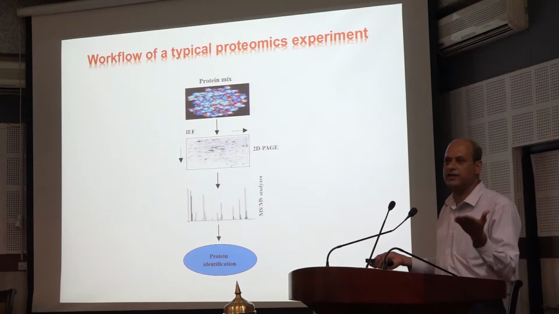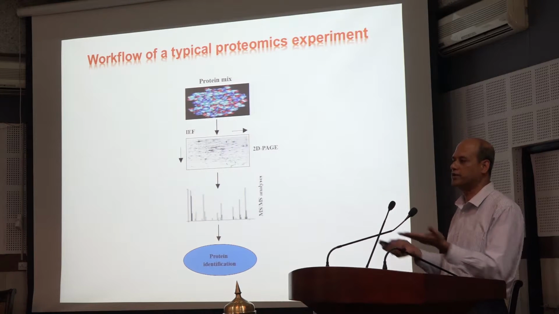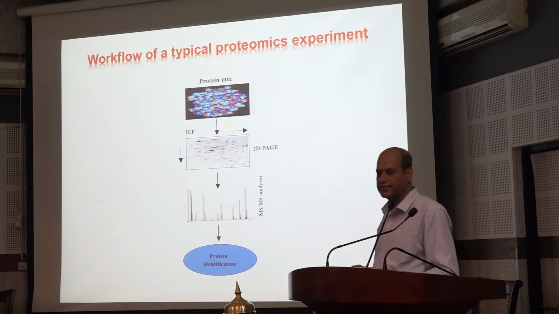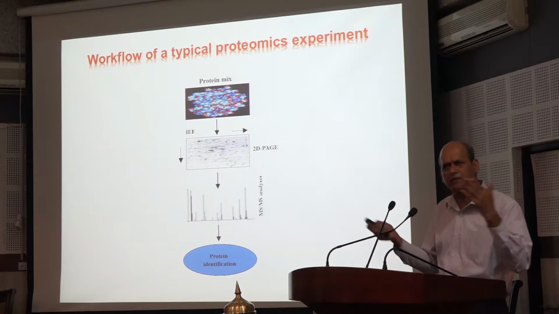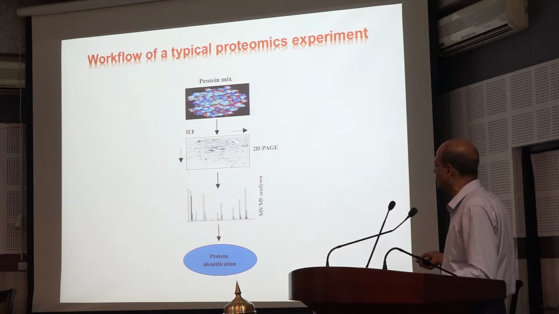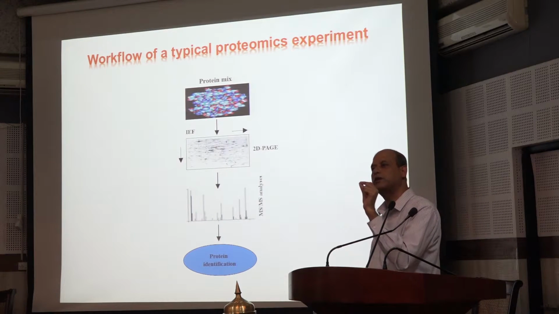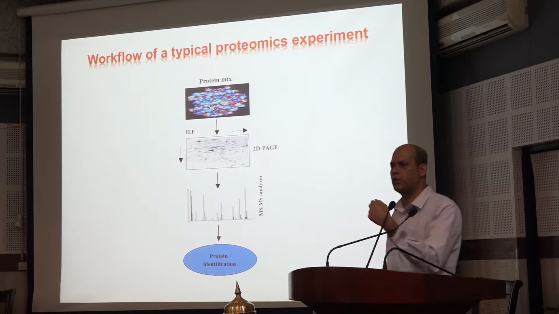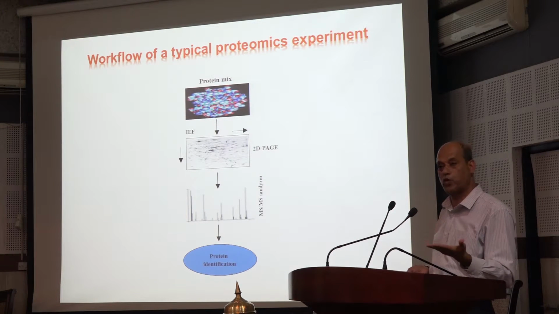Like nucleic acids, proteins are also colorless. So when these proteins are resolved in a gel system, you have to identify them by staining. There are many different staining procedures. When you stain it, in the picture you see these spots, and each spot actually represents a particular protein. You excise this protein, either manually or by an automatic program.